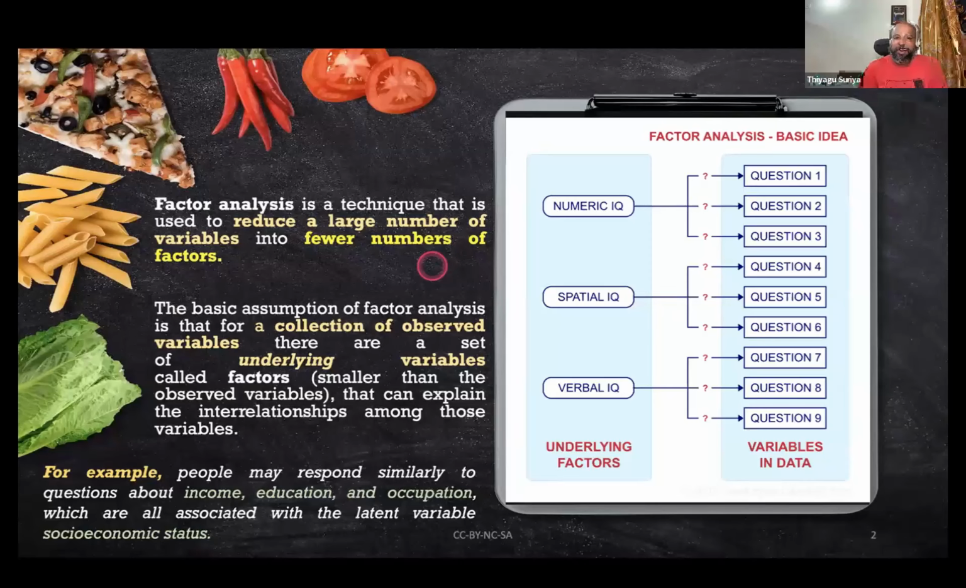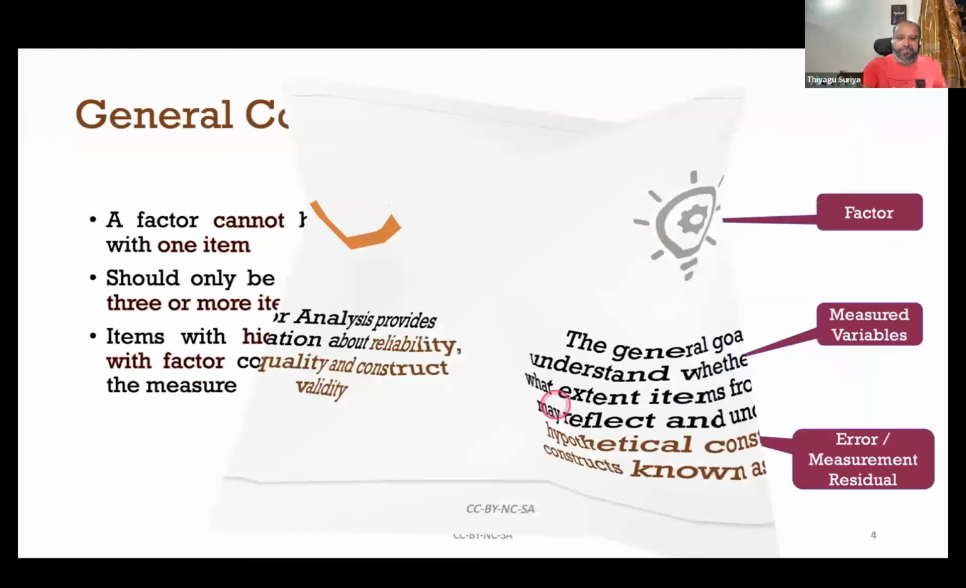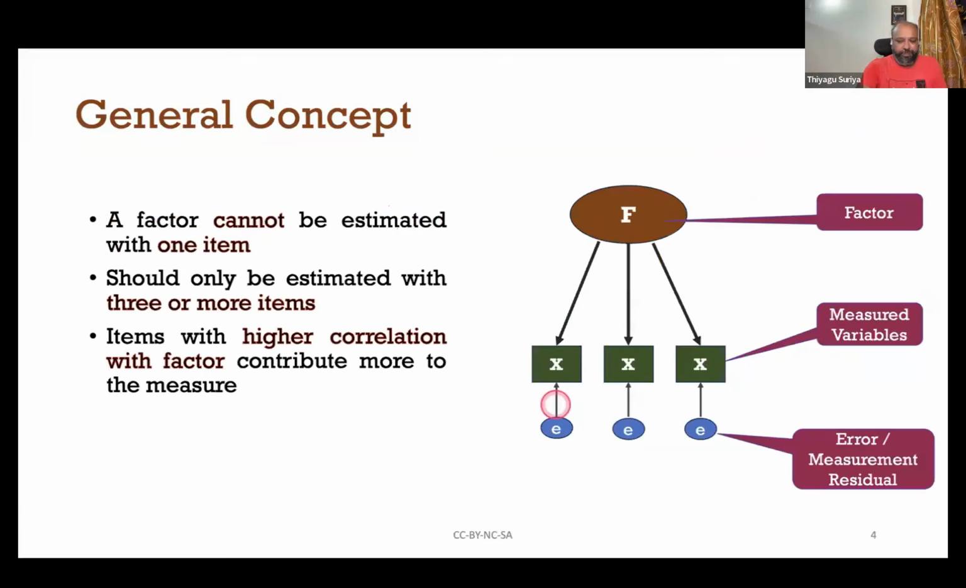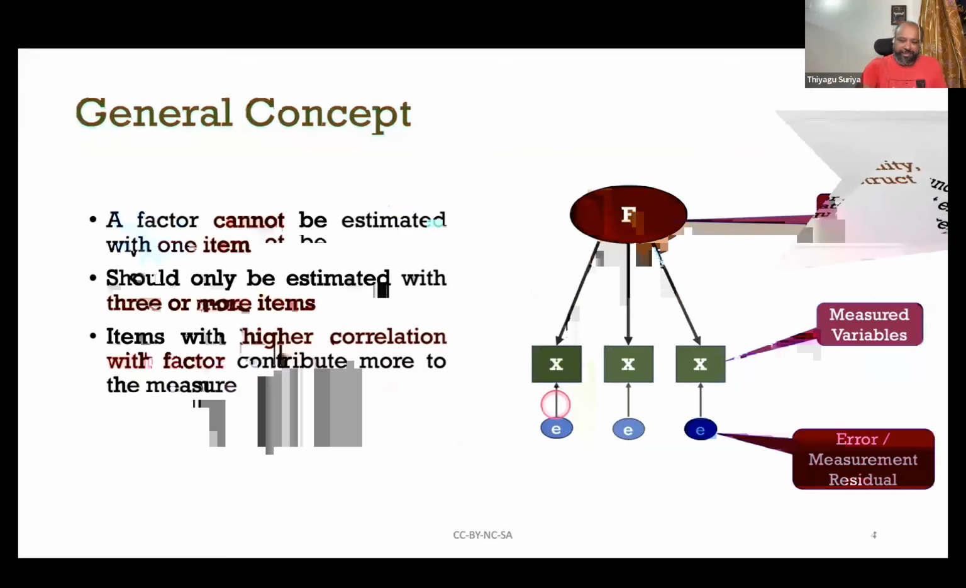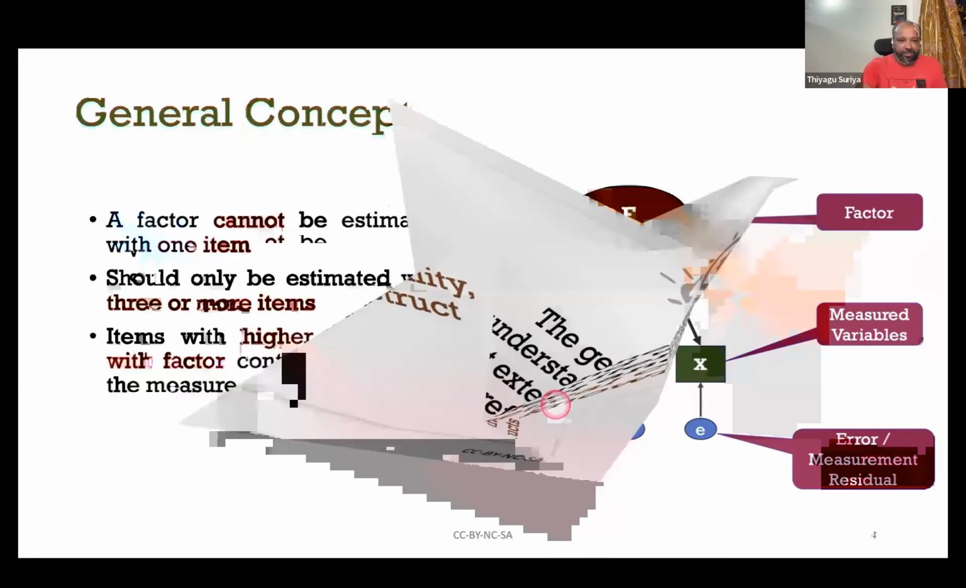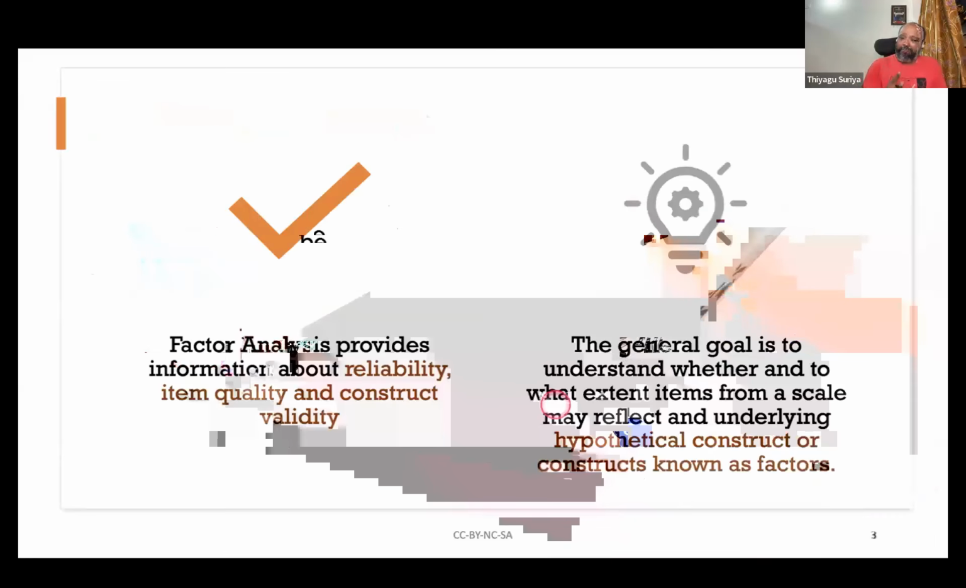Now, we can see this example. We have nine questions. Three questions may come under numerical IQ, three questions under spatial IQ, three questions under verbal IQ. This kind of reduction, reducing variables, is called factor analysis. For this, we are using it. Highlighting the main purpose, we can also use factor analysis for reliability purposes, item quality purposes, and construct validity purposes.